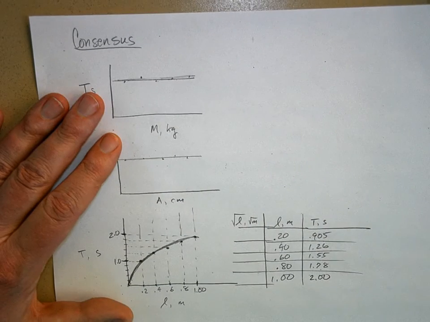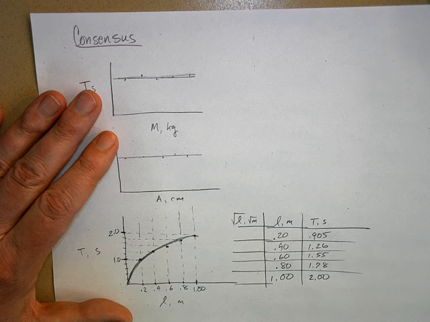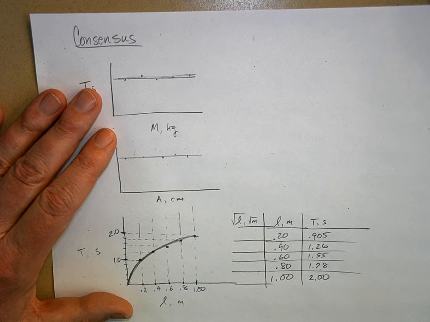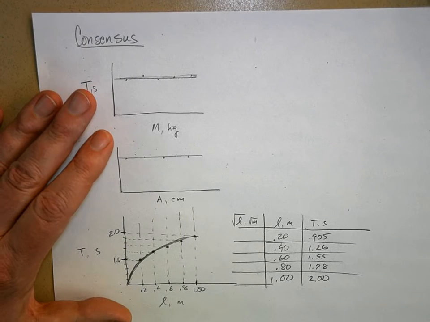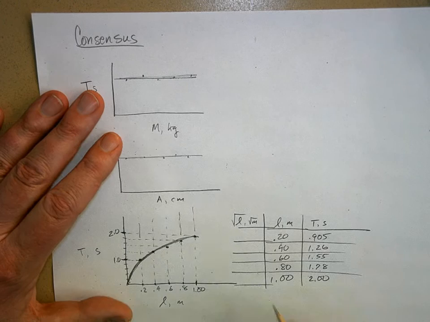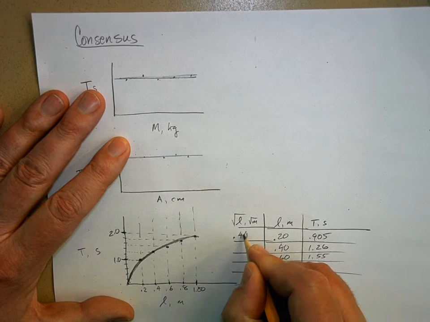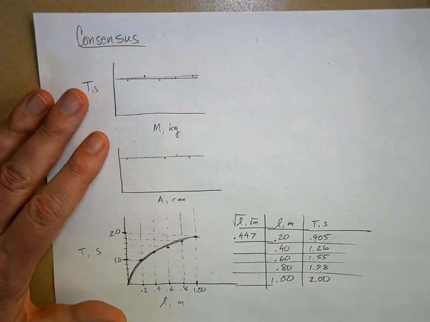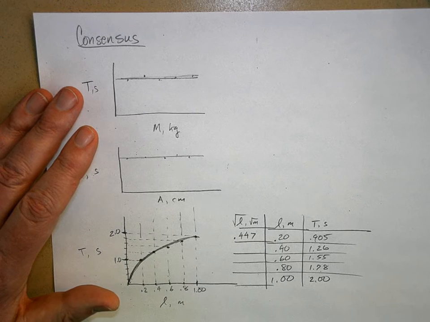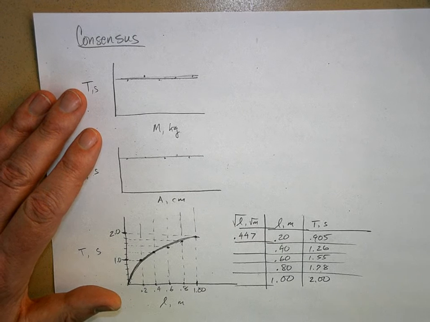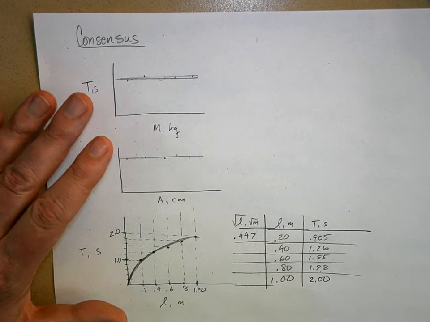So I'm going to get the calculator out. What's the square root of 0.2? It's 0.447. What's the square root of 0.4? It's 0.632.